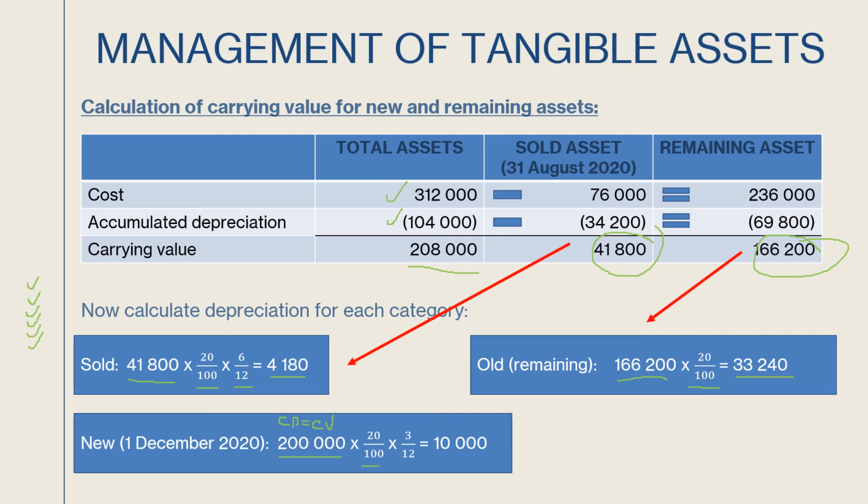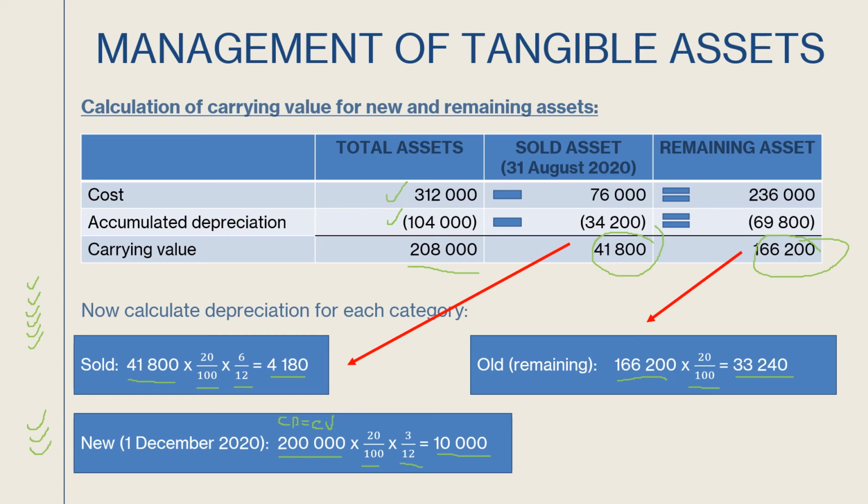So then we use the cost price of 200,000. The percentage is still 20%, and we bought it on the 1st of December. Our financial year end is the end of February, so we have to calculate depreciation for December, January and February, which is when the financial year is going to end. So we make provision for 3 months of depreciation, and if you do that, you will see the amount is 10,000.